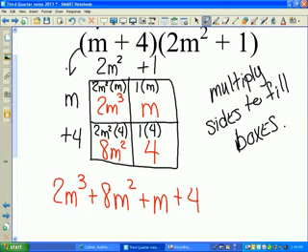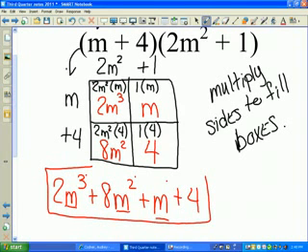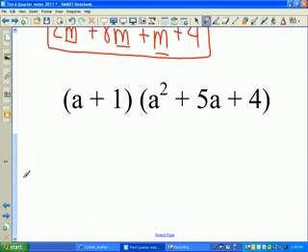Take a look. Do we have any like terms? Remember we just discussed that? Yes, we have the same variable, which is m. But do they have the same exponent? No, they do not. So therefore, this is my final expression. This is that m plus 4 times 2m squared plus 1 simplified. Okay? Taking it down to its lowest. All right? So let's try this one.